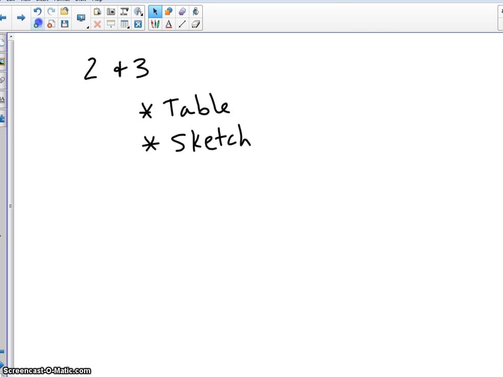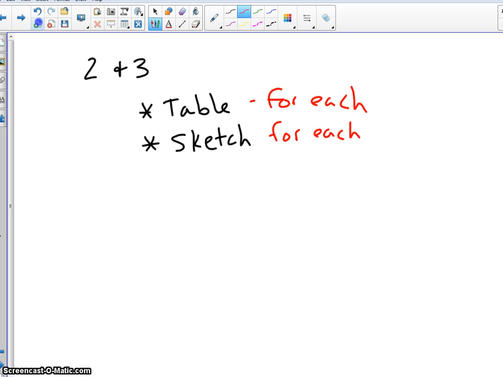So there are 2 equations. If there's 2 equations mentioned, you need a table for each, and also a sketch for each. Also answer the questions involved, and then we can go over those things when I return.